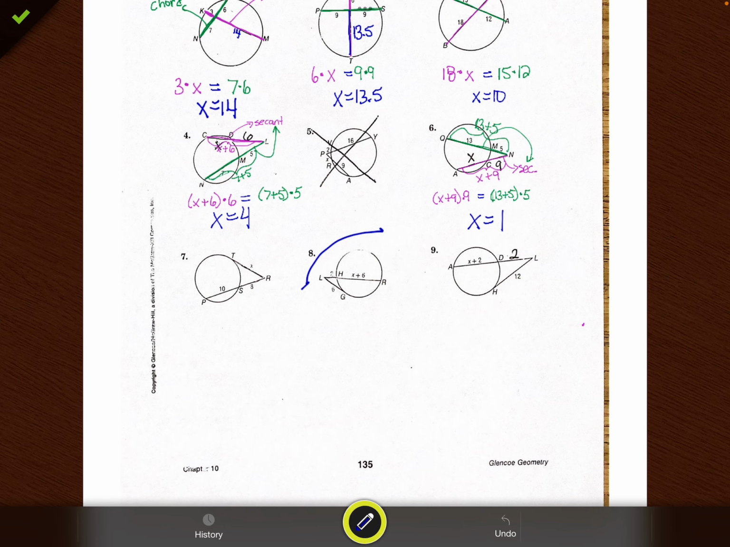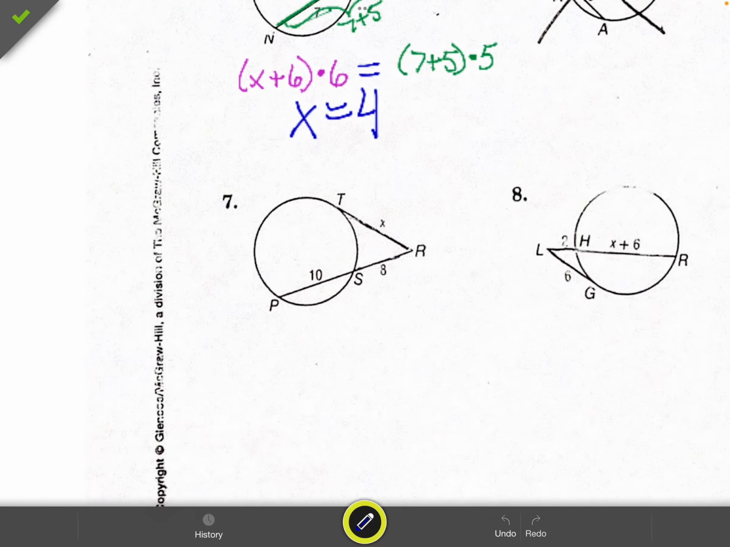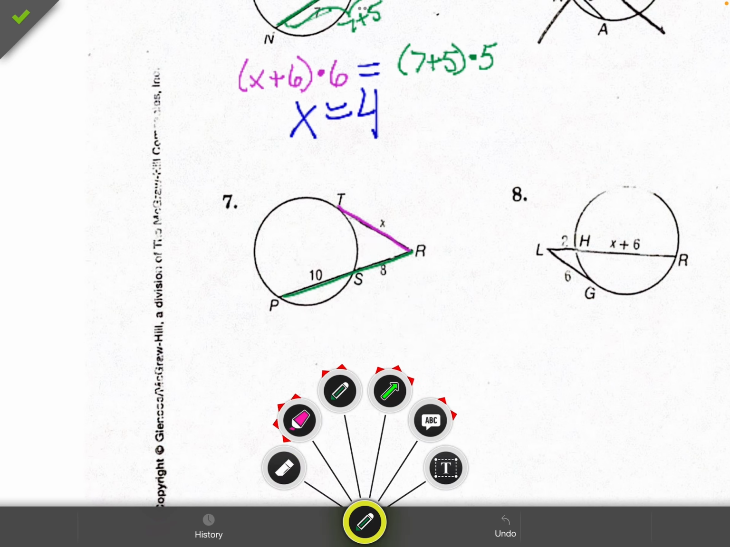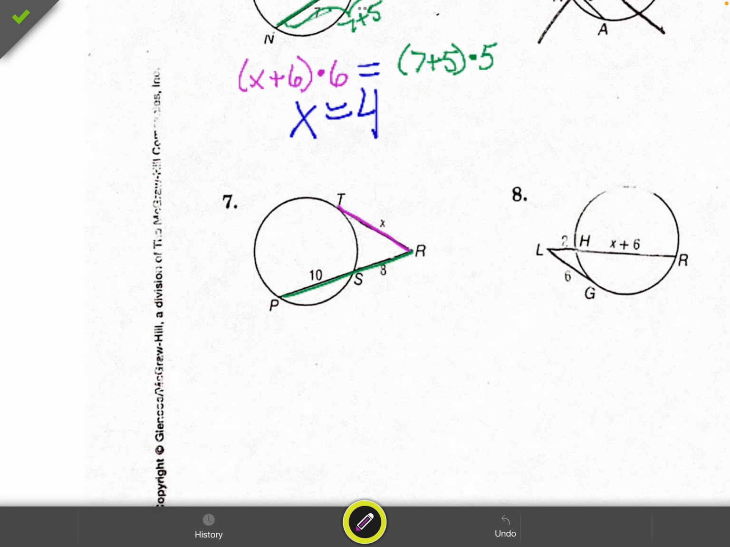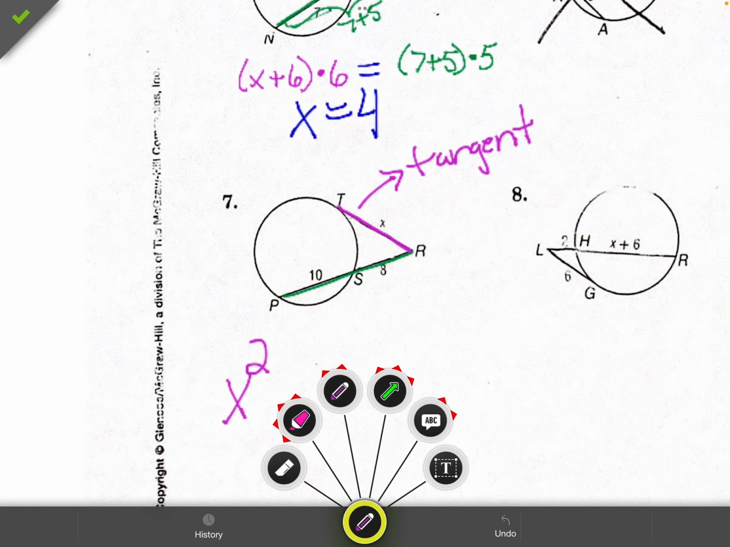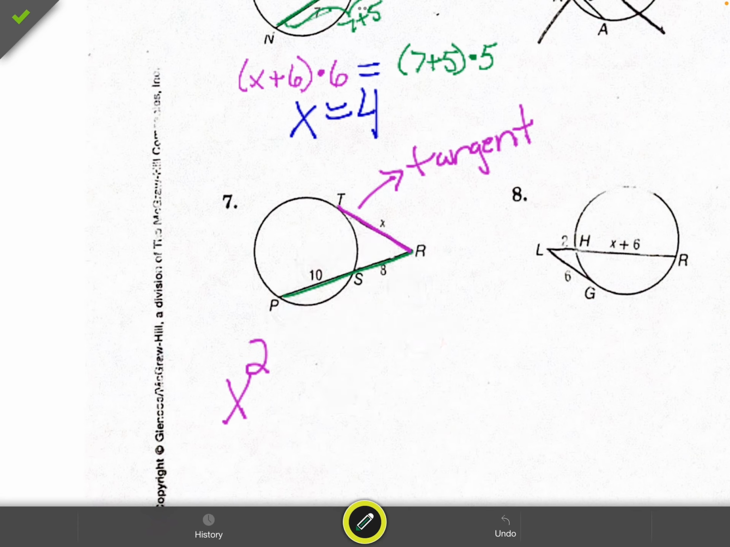All right, let's look at number 7. So again, color code, because you're gonna have 2 segments. We're gonna figure out what we got. So there's 1 from T to R, and then we also have PR. So if I look at TR, notice there's only one piece and it's completely outside my circle. So that is actually your tangent. The formula for tangent is segment squared, so all we have there is an x. So we just take x and we square it. And that's it. People like tangent because it's pretty easy.